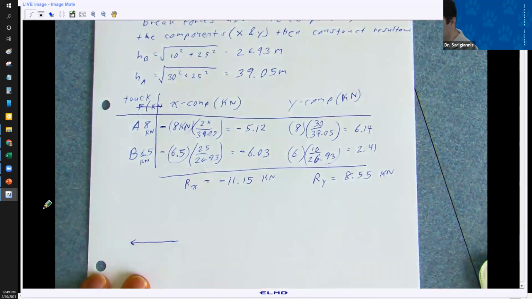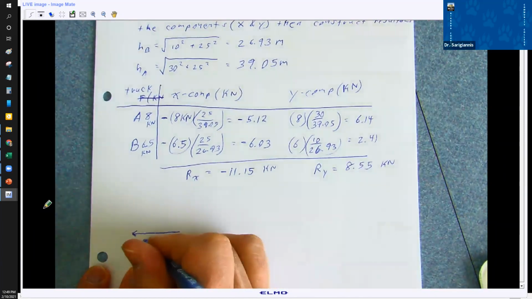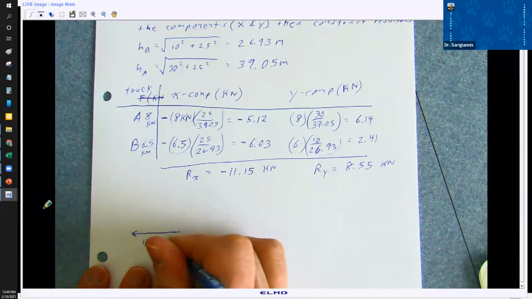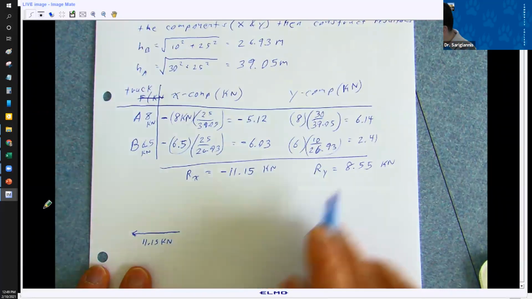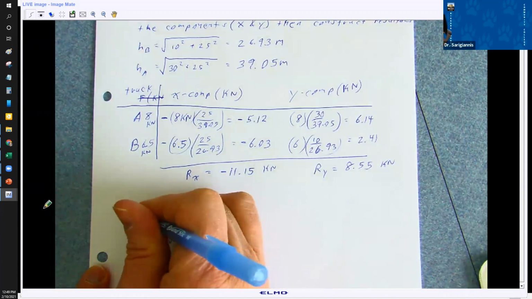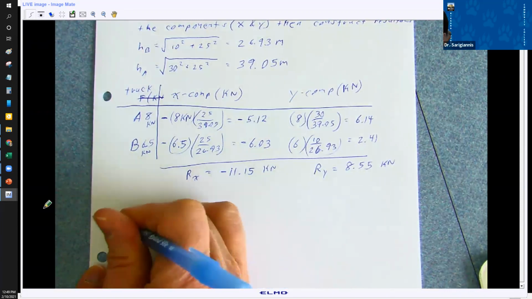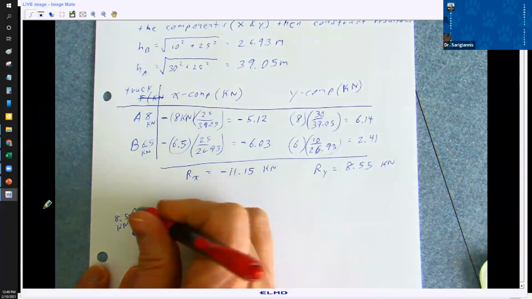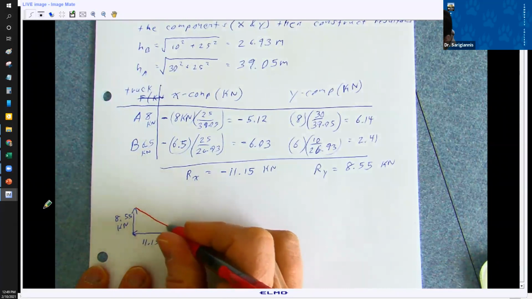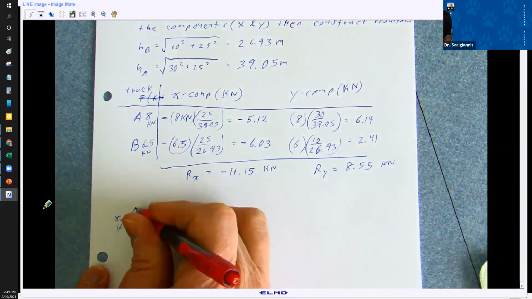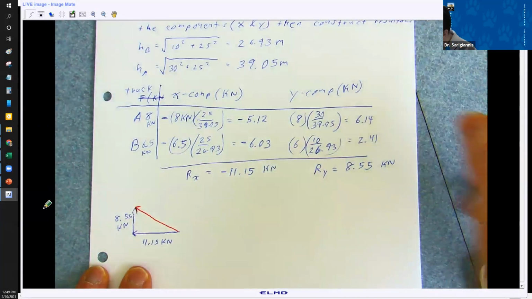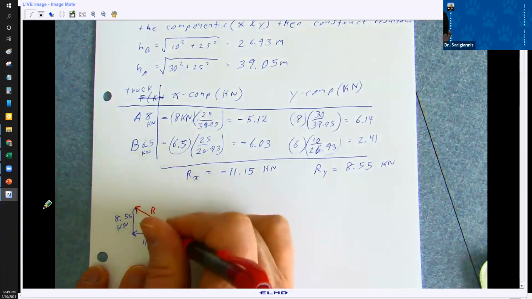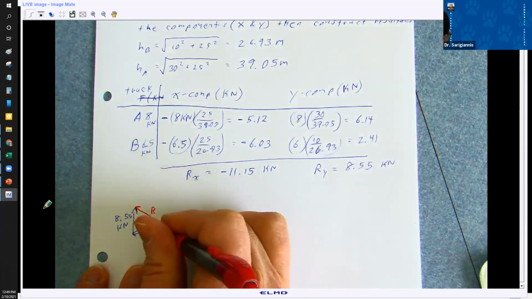That means I have an x vector that looks like this. This is 11.15 kilonewtons. I've got a y vector that looks like this, 8.55 kilonewtons. I have a resultant that's the sum of those, R. And I have an angle theta.